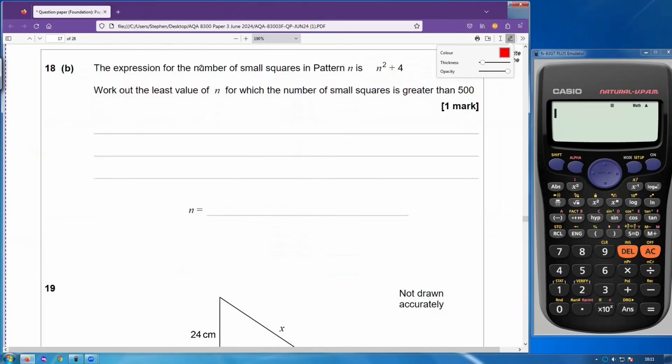18b, the expression for the number of small squares in pattern n is n squared plus 4. Oh yeah, we saw that, didn't we? Work out the least value of n for which the number of small squares is greater than 500. n squared plus 4 is greater than 500. We can take the 4 to the other side. n squared, well, we minus 4 from both sides, basically. n squared, which is 500, I'll put it down like this to start with, minus 4.